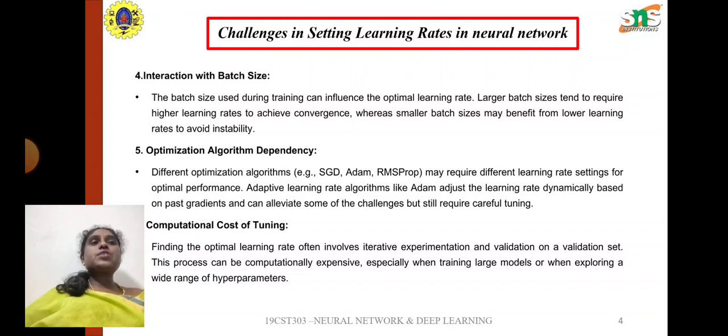The best practices for learning rate fine-tuning: monitoring the training dynamics, loss and metrics. Track the training and validation metrics to identify the learning rate's impact on model performance. And visualizations: plot learning curves to visualize the effect of different learning rates on the model's convergence and stability.